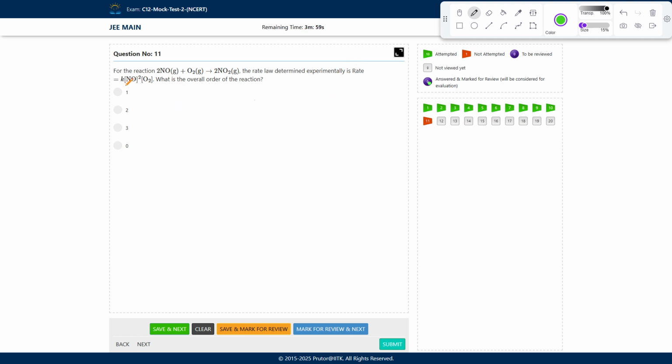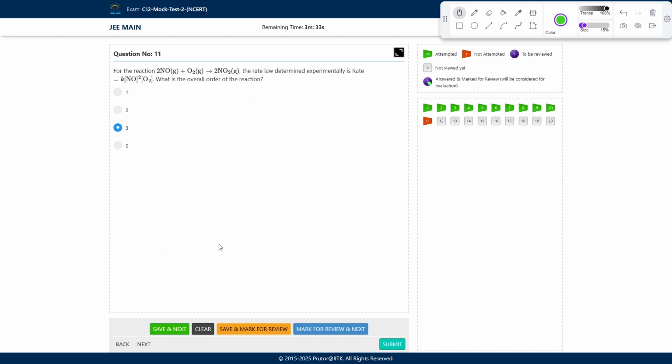So you can easily determine the overall order by looking at the rate law. Rate is K NO to the power 2 O2 to the power 1. So this sum of powers will determine the order of the reaction. Here powers are 2 and 1, so 2 plus 1 is 3. Right. So that means the order of this reaction is going to be 3, and hence our correct answer is going to be the third option.